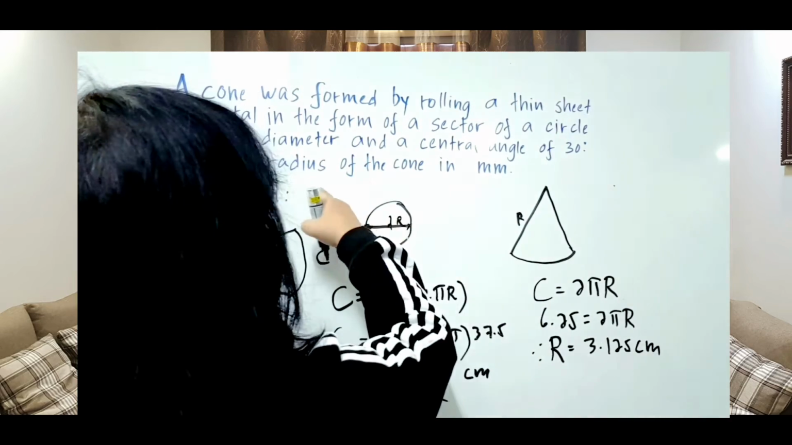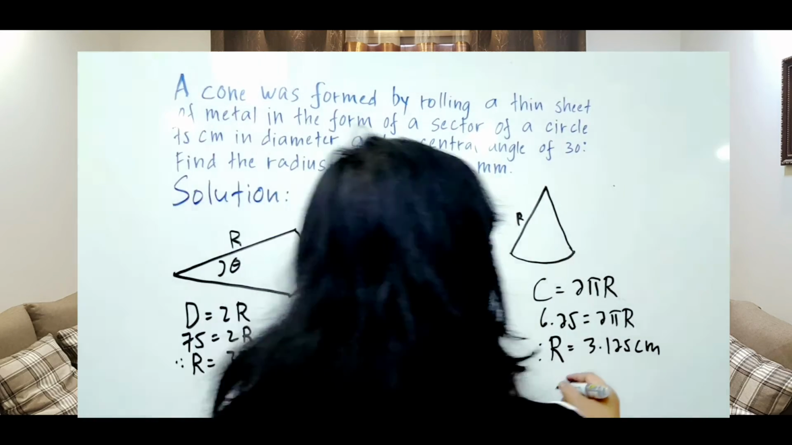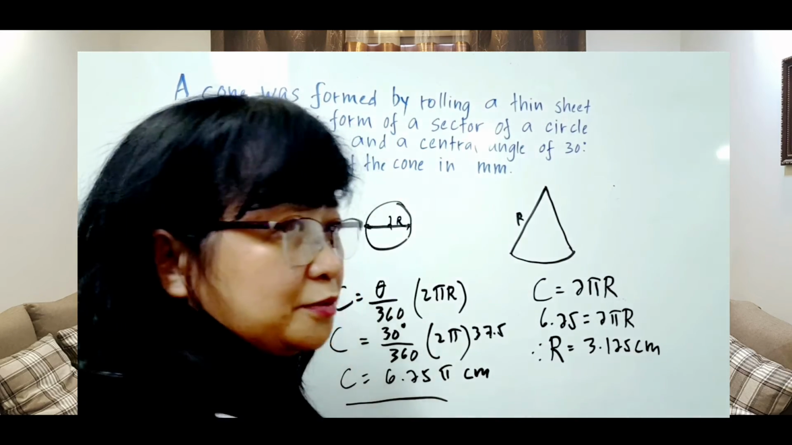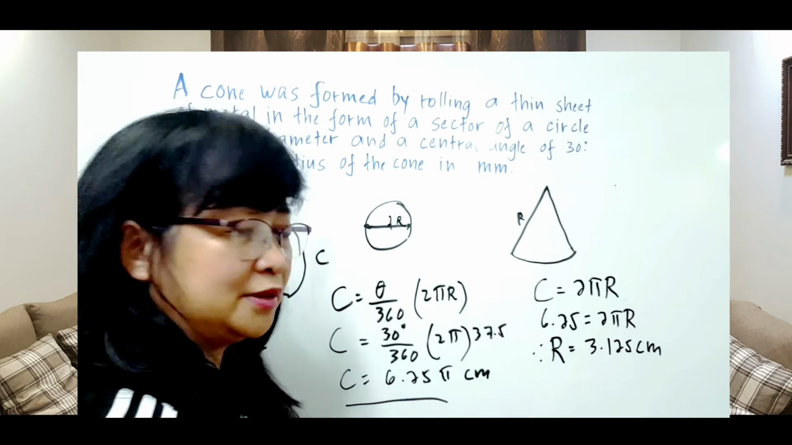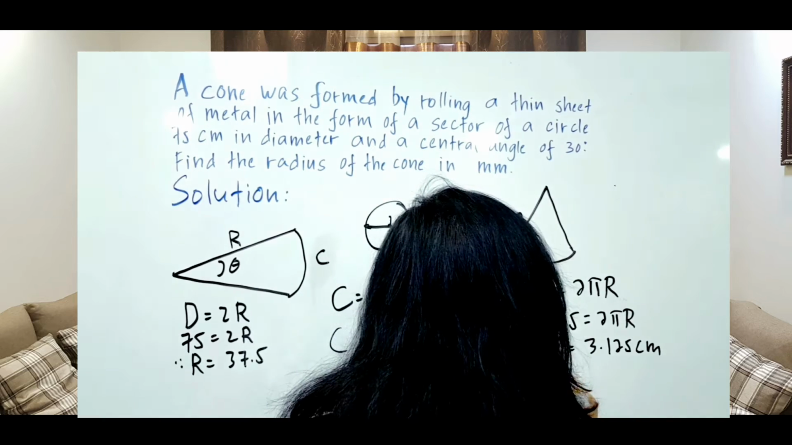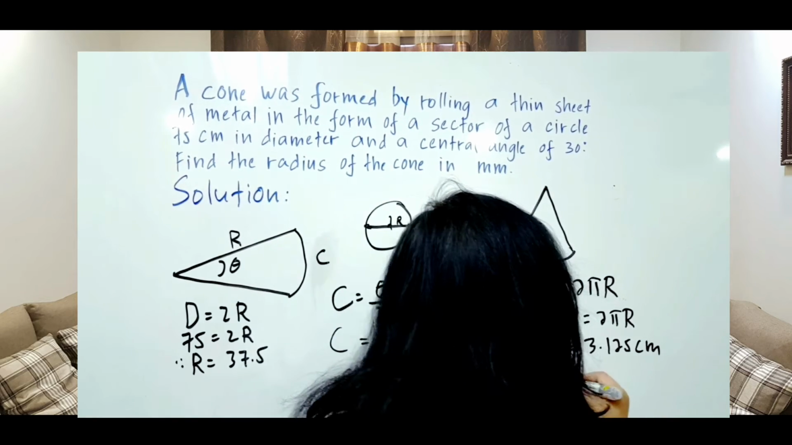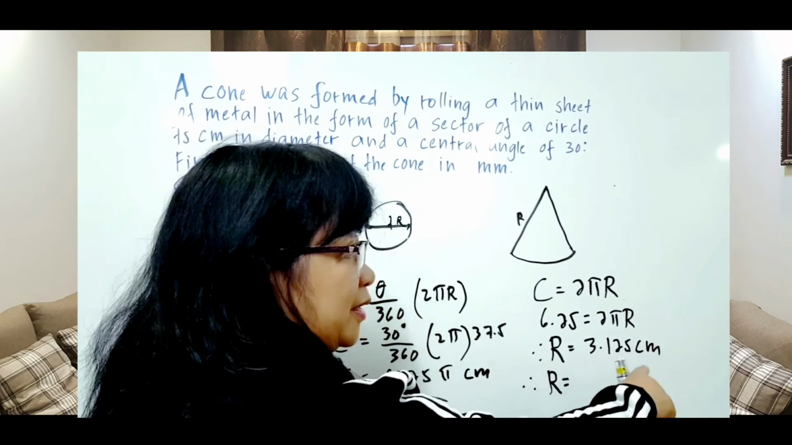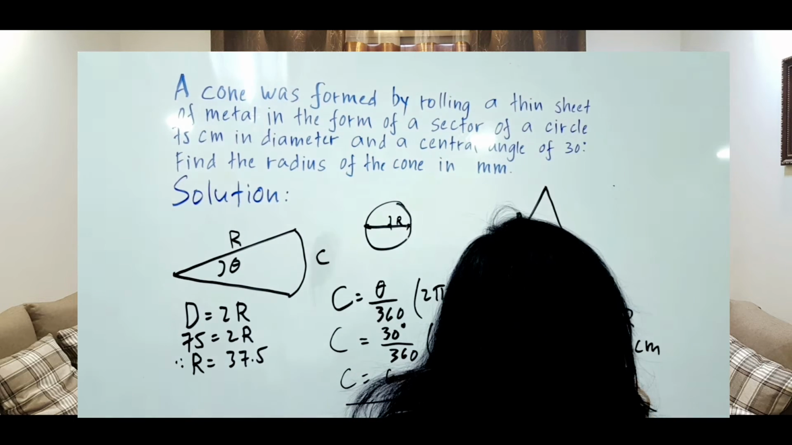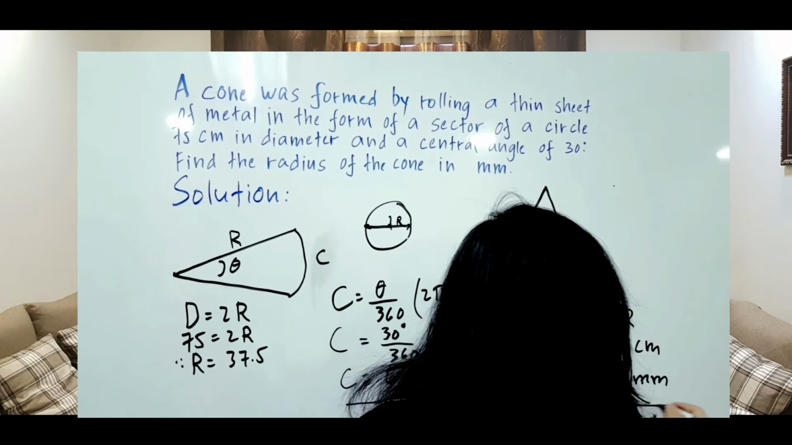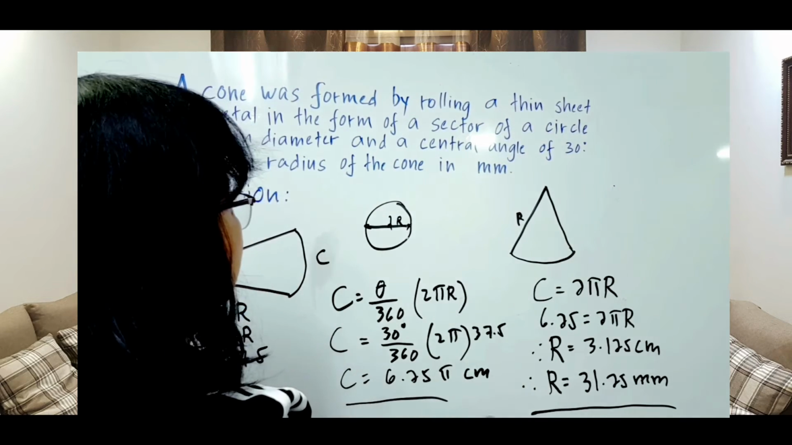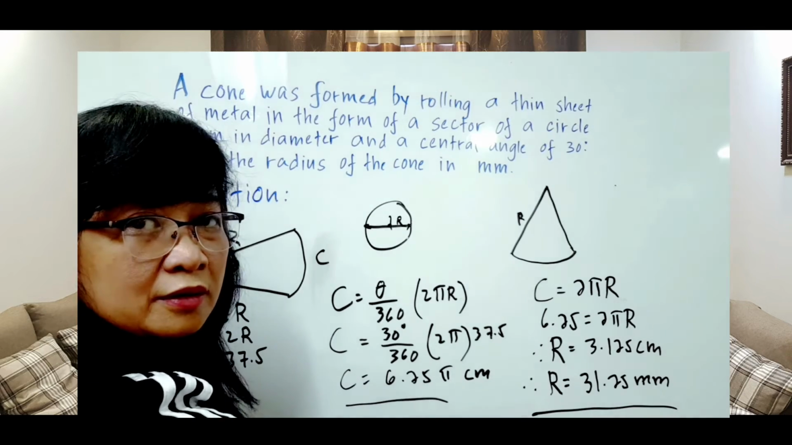Now, what is required is the answer in millimeter. Because 1 centimeter is equal to 10 millimeter, therefore 3.125 multiplied by 10 will become 31.25 millimeter. So this is the radius of the cone.